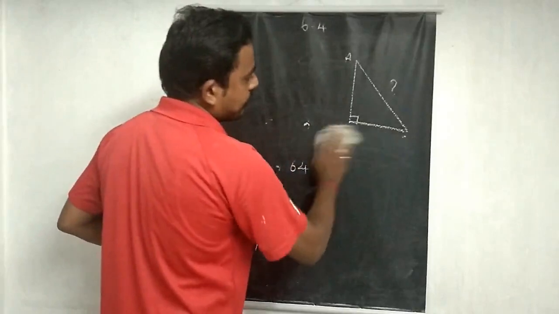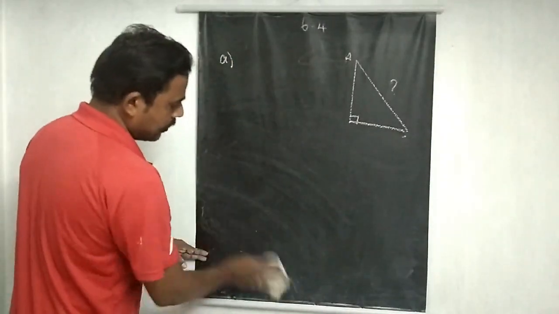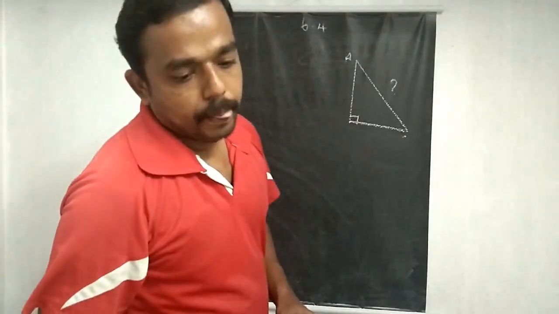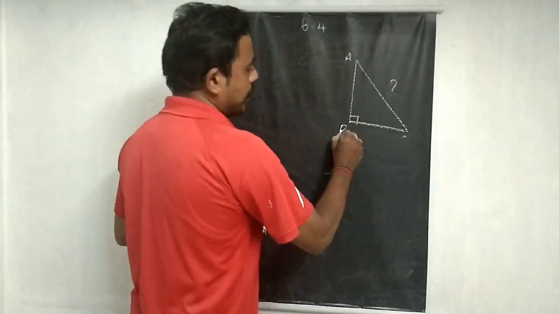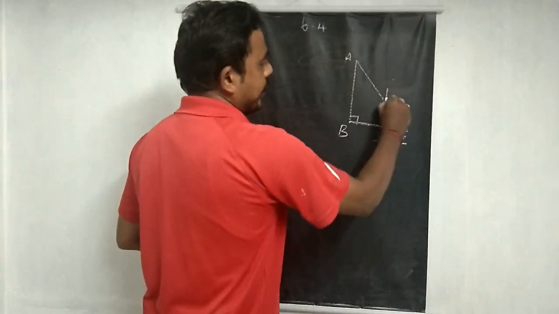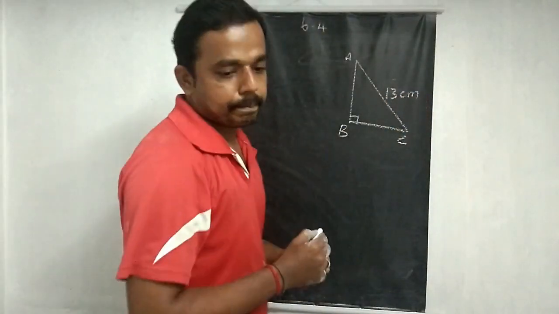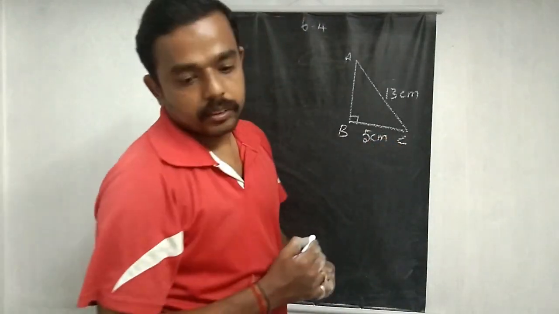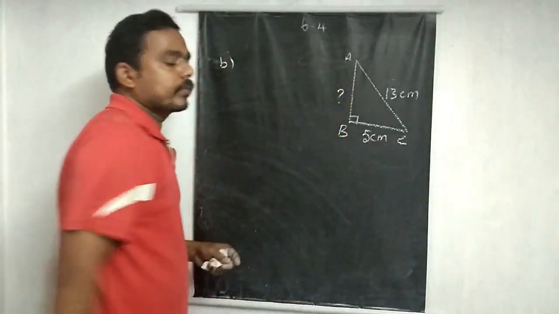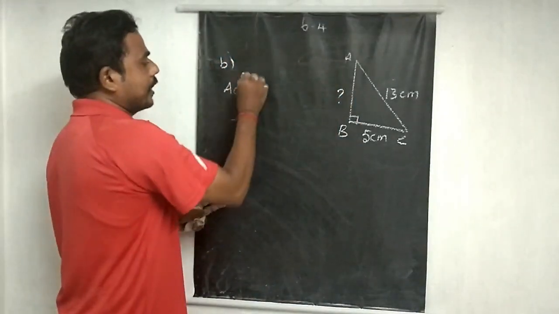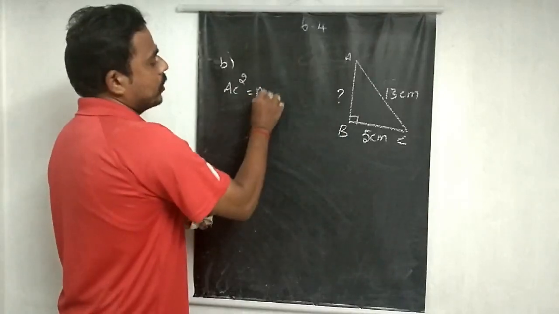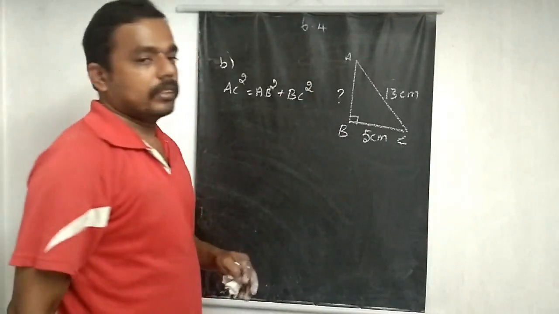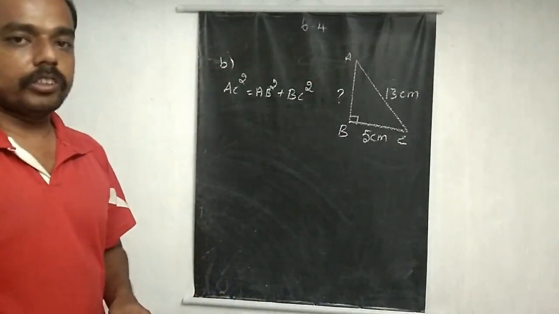Similarly, part B. Here given AC equals 13 centimeters, the same right angle at B, and BC is 5 centimeters. Find AB. So AC squared equals AB squared plus BC squared. This is the meaning of the right angle triangle Pythagoras theorem.